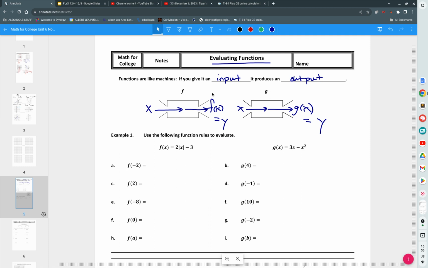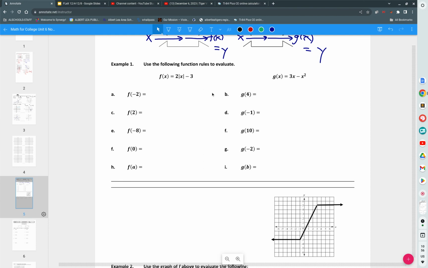So let's evaluate a couple. This one says f of negative 2. And what that means is you can see that there's a negative 2 sitting where the x is. So I place a negative 2 in the same position as the x. And then we just evaluate. What's the absolute value of negative 2? So I have 2 times 2 minus 3, which is 1.